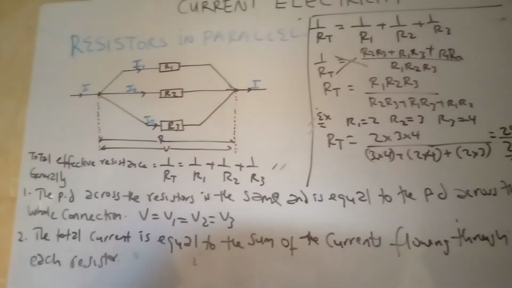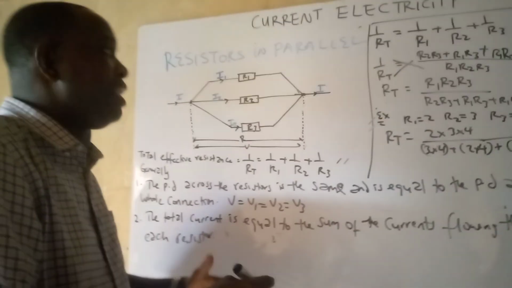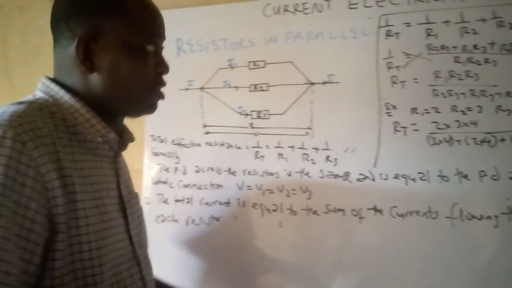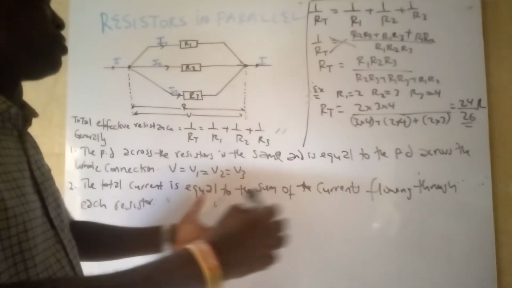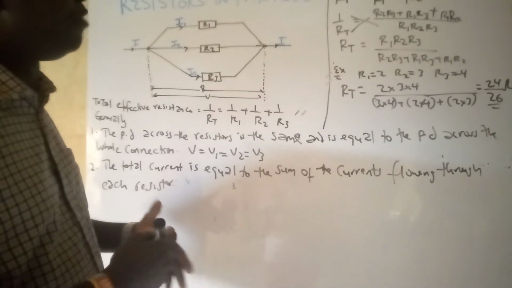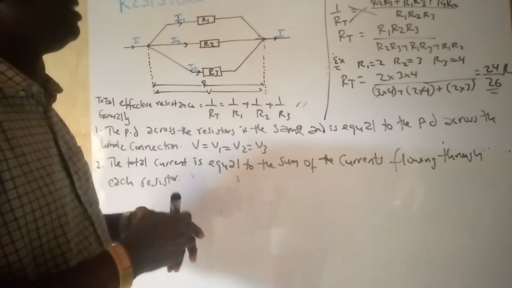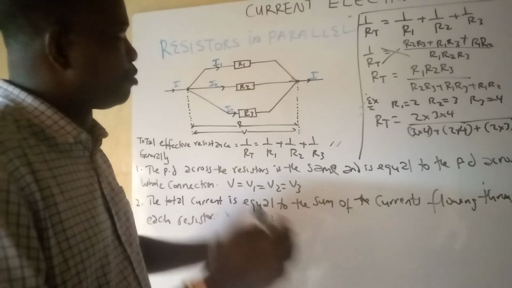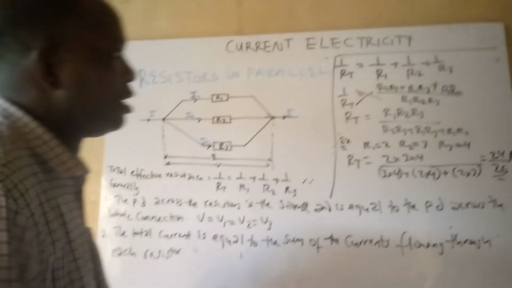In our next video, as I said, we'll be looking at cells. Now we've looked at resistors in parallel and resistors in series. In our next video, we'll begin to look at connection of cells in series and in parallel. By the time you watch enough of these videos and put them together, they will help you understand more as we progress in the study of current electricity.